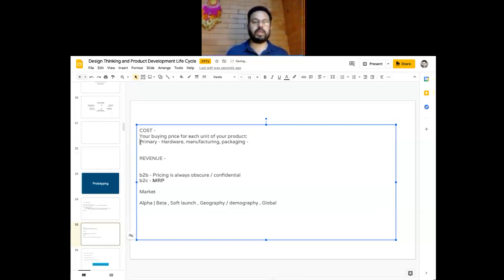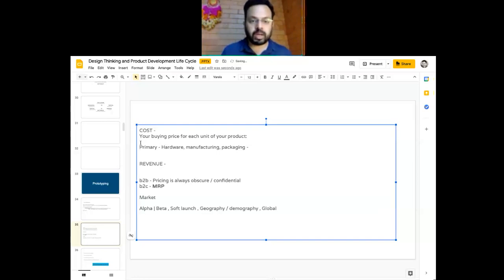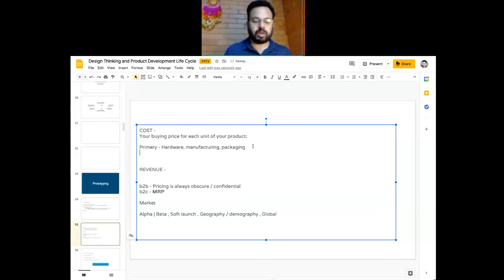Now, this is for hardware. People might ask, what about software? Software is also the same story. Server cost, if you're on the cloud, and any other transactional cost and all of that. Transaction and so on and so forth. These costs are very, very important.